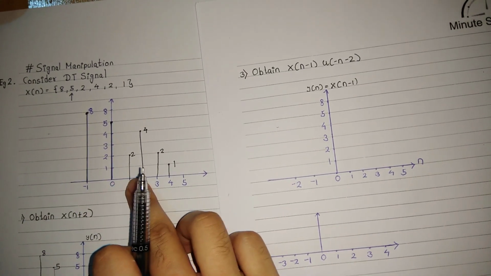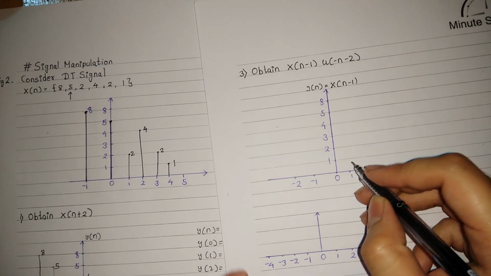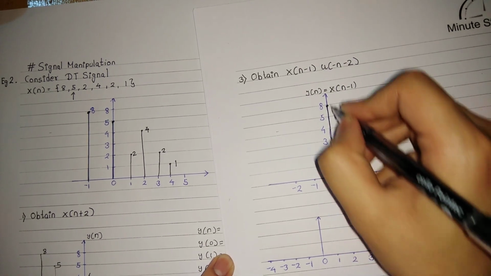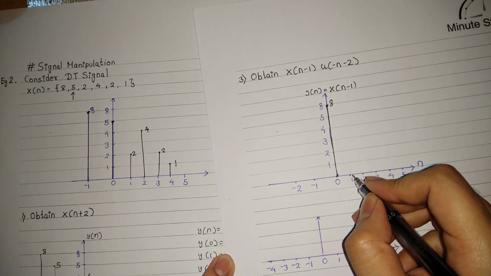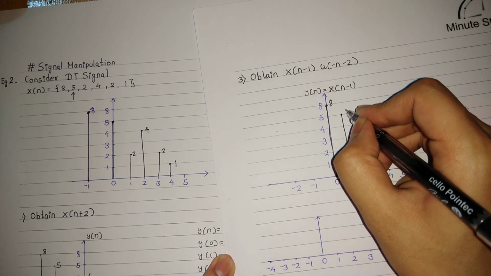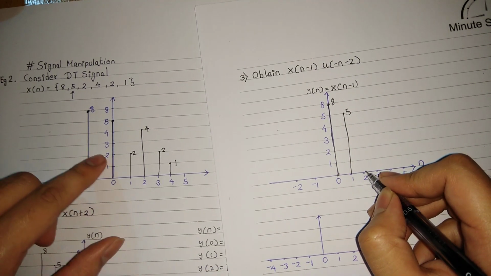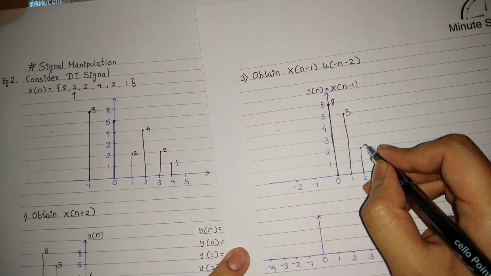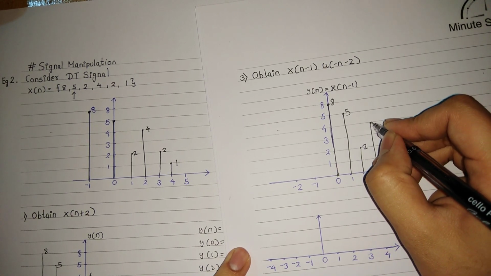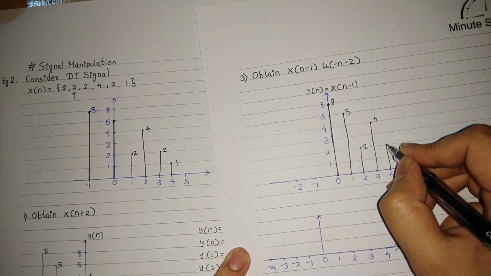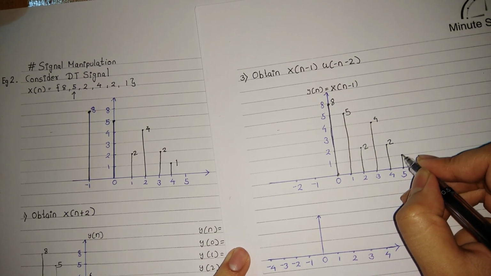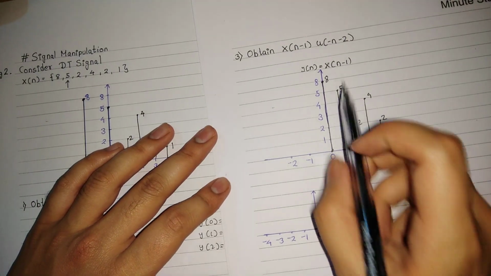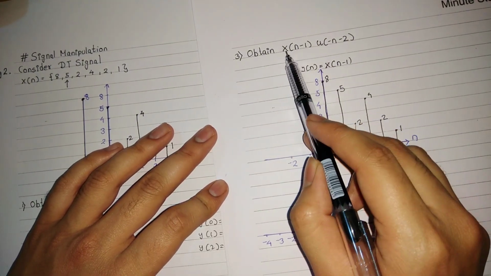So for a DT signal we shift it by 1 unit. So this 8 will become the origin, shifting right just by 1 unit. So origin will be 8. Then on 1 we will be having a 5. 8 will come here, 5 will move ahead, then we will be having a 2, then 4, then 2, and then 1. So this is what we get after performing x of n minus 1. Now we have found x of n minus 1.